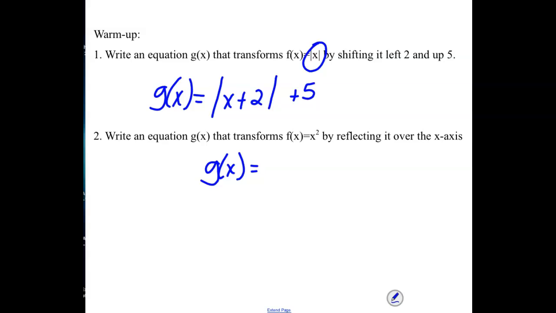Does the negative go outside the squaring function or inside? It goes outside. Outside your x squared is going to change the whole thing, right? If we wanted to just change x, we'd have to put it inside parentheses being squared. Okay?